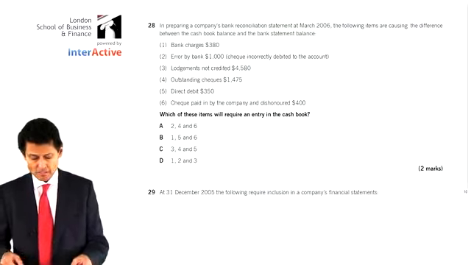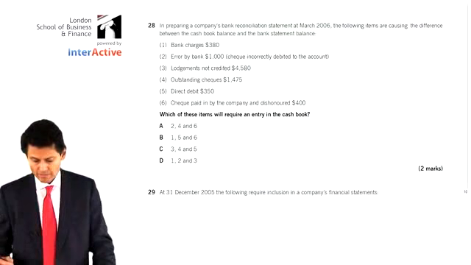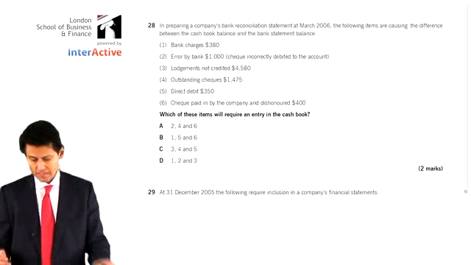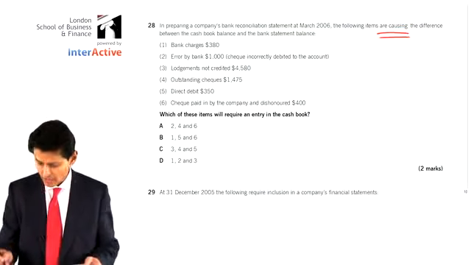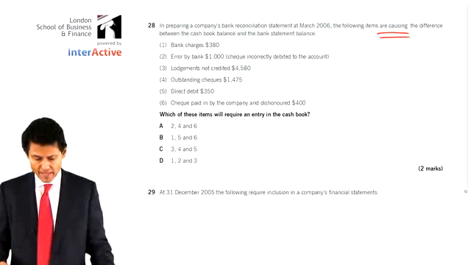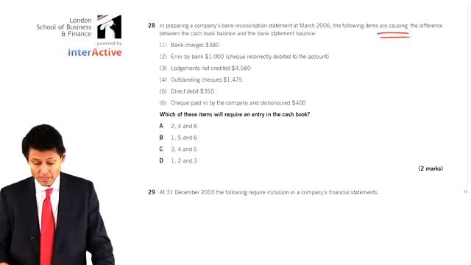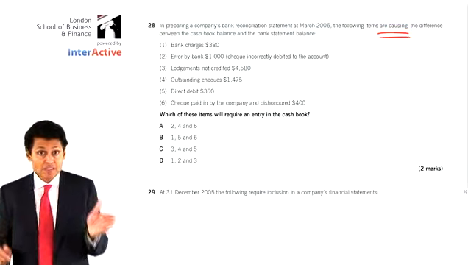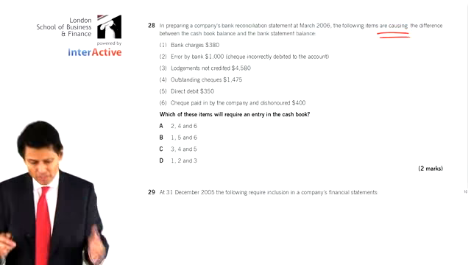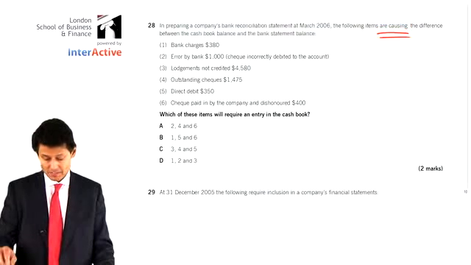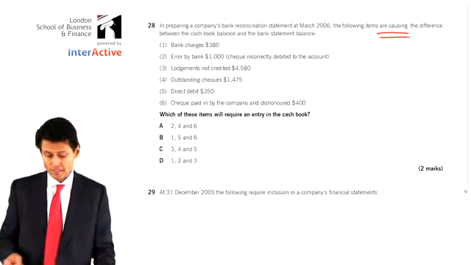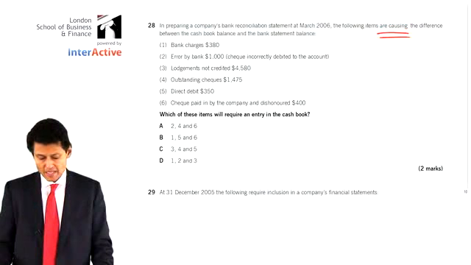In preparing a company's bank reconciliation statement, the following items are causing the difference. I see. So they are causing the difference between the cash book and the bank statement balance. Which of these items will require an entry in the cash book? Notice nothing needs to balance in that sense because they haven't given you the other balances, the other side of the argument. So which items will require entry in the cash book?